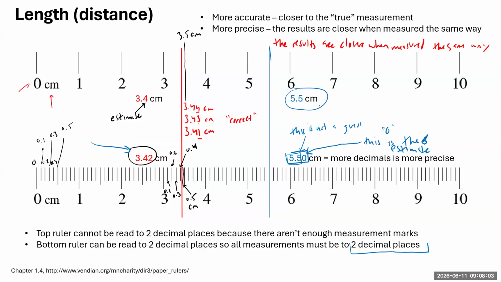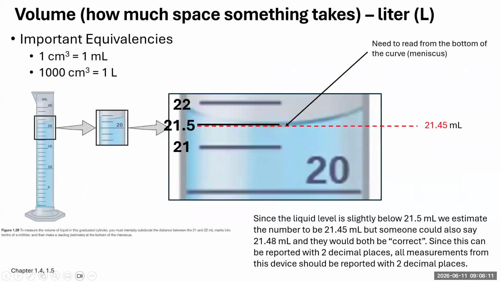All right, it's a little tricky. We're going to practice this in lab to make sure you're getting this concept, but it's pretty tricky, just even using a ruler in science. All right, volume: how much space something takes up. Again, this is in liters, capital L. And this is the same issue where you really have to learn how to read something properly.